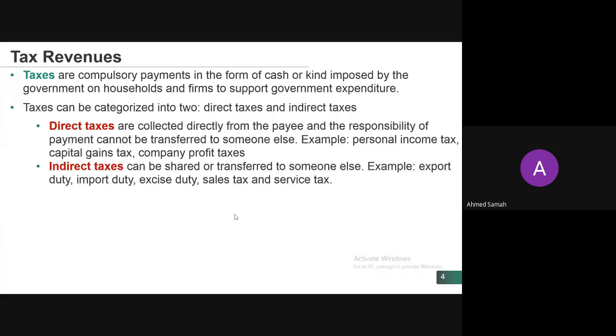Now, indirect taxes can be shared or transferred to someone else, for example export duty, import duty, or sales tax, such as GST. So these can be transferred to someone else. For example, with import duty, businesses can actually charge customers higher prices to pay that import duty, so they can pass it on to someone else. GST is the same: businesses collect it, but ultimately we, the customers, pay for it. So these are the indirect taxes.